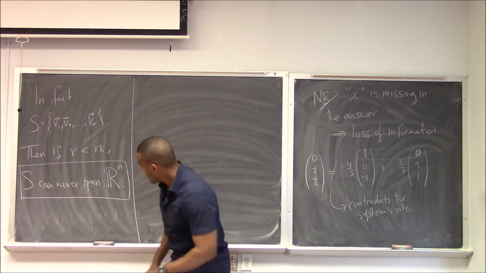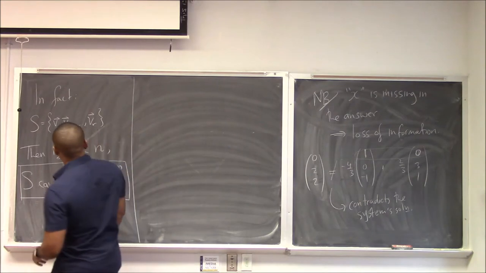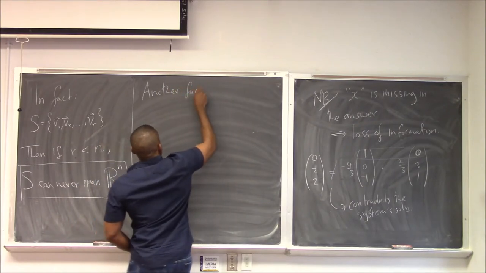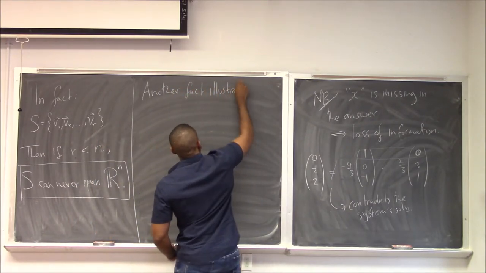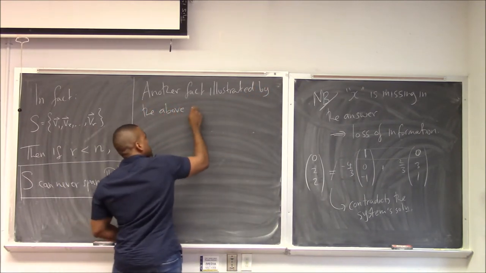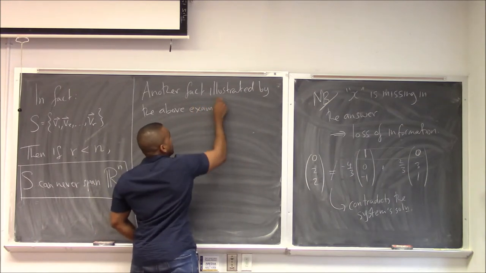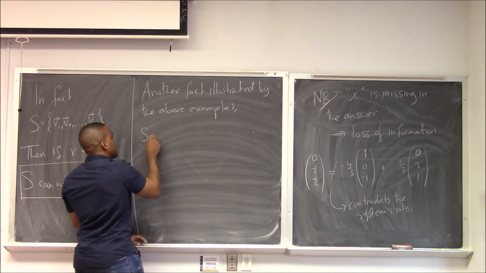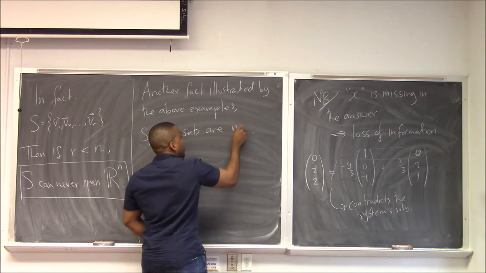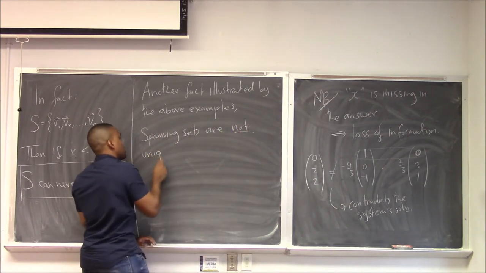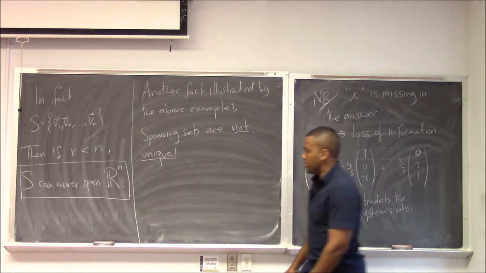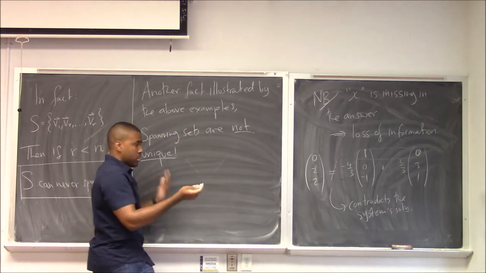I think I want to move on to the next section now. So this is one fact that we can, another thing. I think I mentioned this last time, but there's no harm in repeating it. Spanning sets are not unique. Just because you can find a spanning set doesn't mean it's the only one. There are potentially many, potentially infinitely many. In the case of Rn, there are infinitely many.